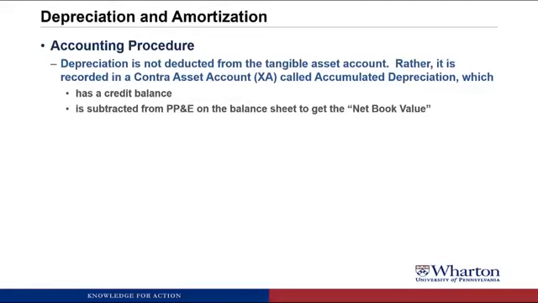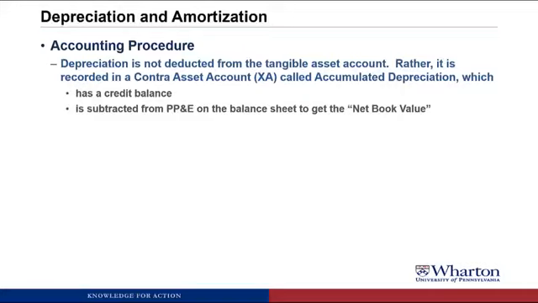A contra asset is denoted by XA in parentheses, and it has a credit balance, which means that contra assets go up with credits and down with debits. I think contra is a Latin word which means something like it has the balance on the opposite side of where you'd expect the balance to be based on where it is on the balance sheet.